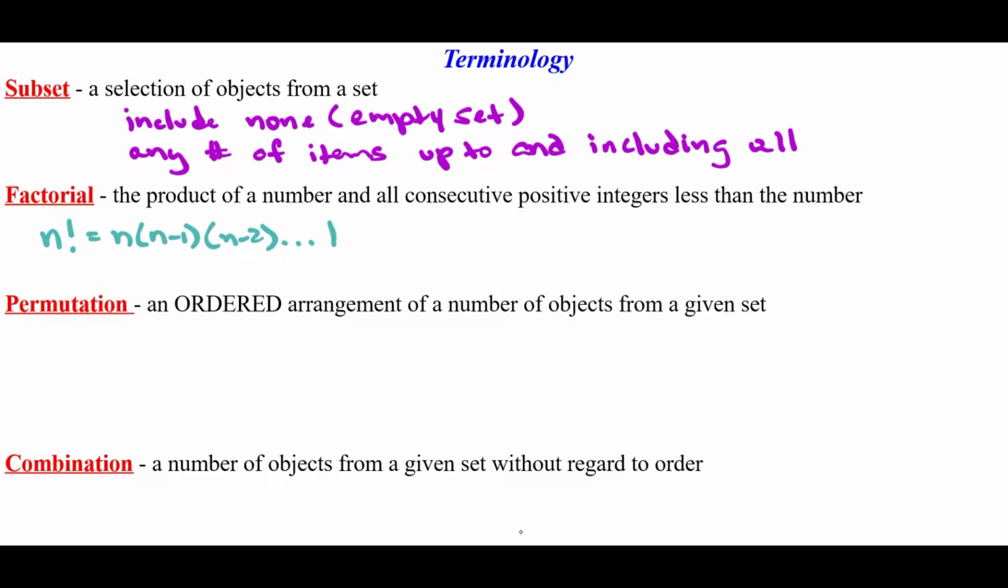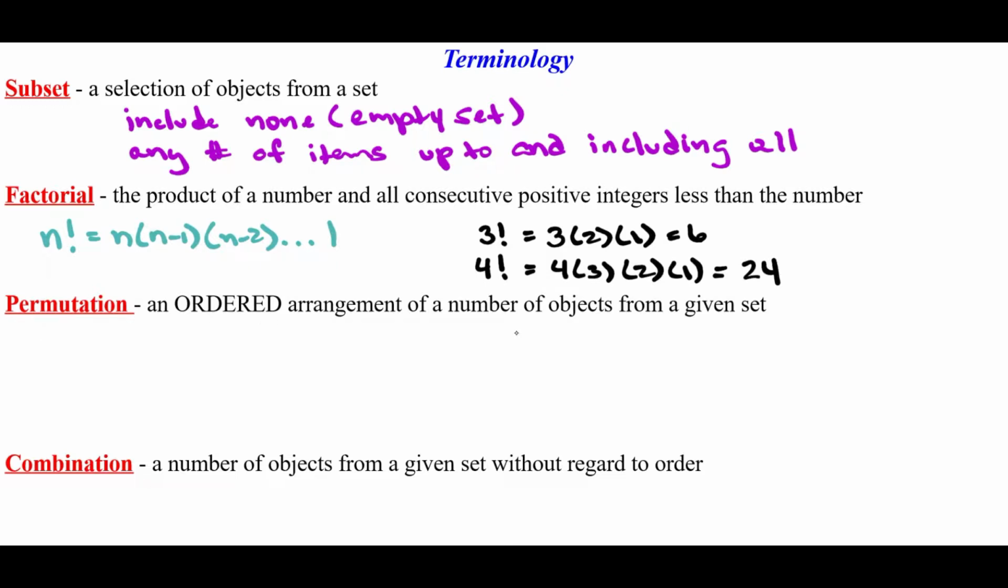So here, an example would be maybe 3 factorial is 3 times 2 times 1. So that would give me 6. Or we could go 4 factorial is 4 times 3 times 2 times 1. So 12 times 2 is 24 times 1 is 24.